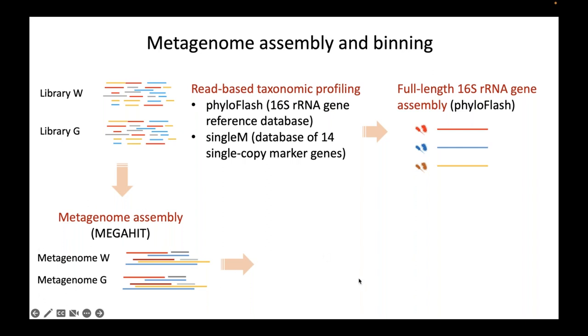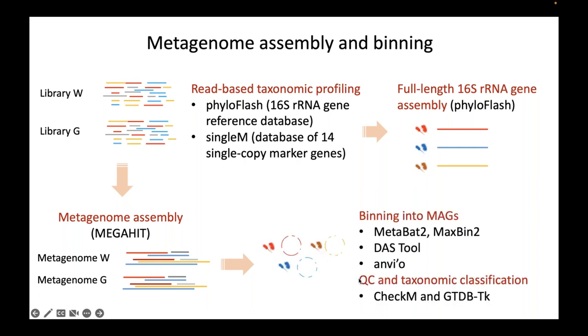With these metagenomes, I was able to perform binning into metagenome-assembled genomes, or MAGs. Binning was performed using two different software, MetaBAT2 and MaxBin. The MAGs binned by these two software were combined, dereplicated, and optimized using DAS Tool. I used Anvi'o to further refine the MAGs to generate final versions. Each MAG was checked for completeness with CheckM, and each MAG was also assigned a taxonomy using the Genome Taxonomy Database Toolkit called GTDB-Tk.